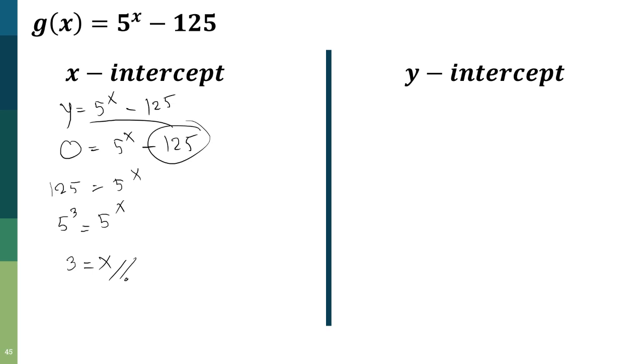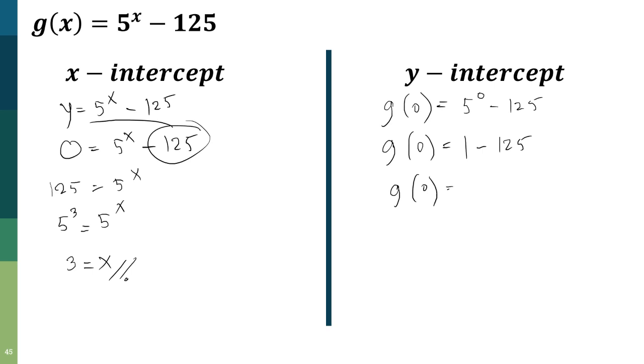For our y, we will set our x equal to 0, and that is g of 0 is equal to 5 raised to 0 minus 125. Okay, so our g of 0 is equal to 5 raised to 0 is 1 minus 125, and our g of 0 is equal to negative 124. Your y now is equal to negative 124, and that is our final answer.